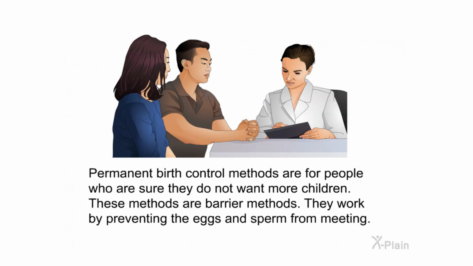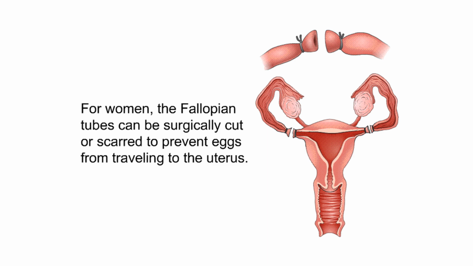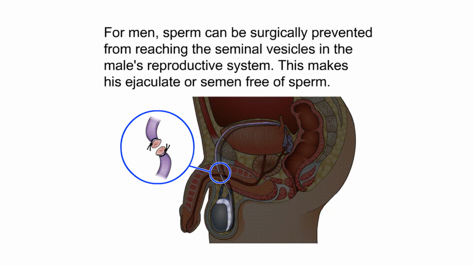Sterilization. Permanent birth control methods are for people who are sure they do not want more children. These methods are barrier methods. They work by preventing the eggs and sperm from meeting. For women, the fallopian tubes can be surgically cut or scarred to prevent eggs from traveling to the uterus. For men, sperm can be surgically prevented from reaching the seminal vesicles in the male's reproductive system. This makes his ejaculate or semen free of sperm.